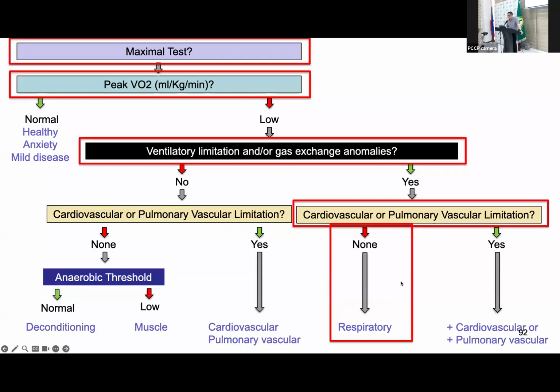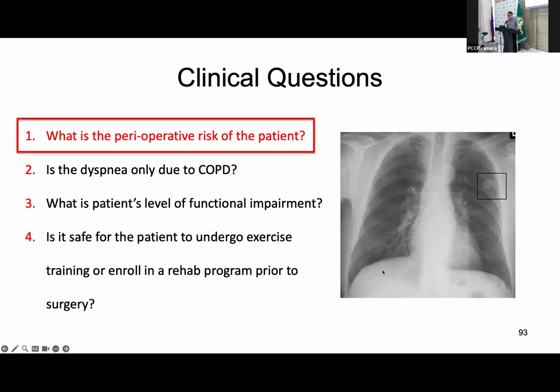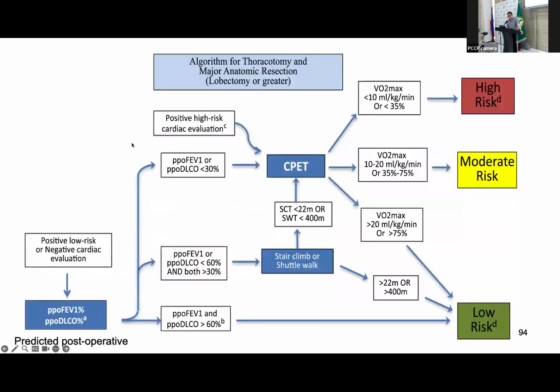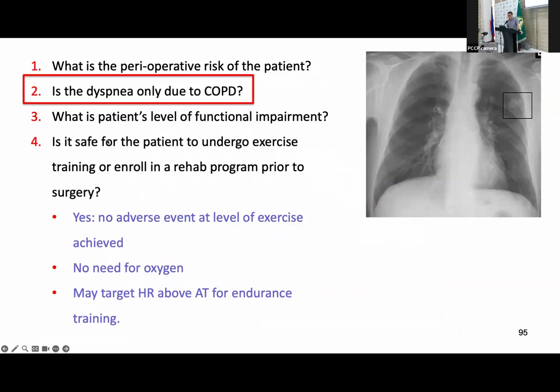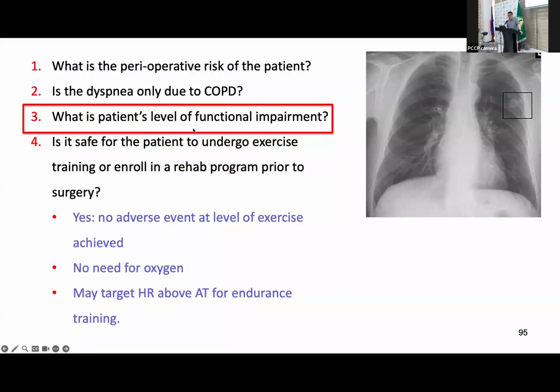So it's purely respiratory. Okay, so let's go back to the clinical question. What is the perioperative risk of the patient? This is ACCP. The predicted post-operative FEV1 is less than 30%. We do a CPET, and what we got was around 15, right? So 10 to 20, 15 is moderate risk, but in heart center, that's still considered normal, right? Okay. So what is the dyspnea? Is the dyspnea of the patient due to COPD? Yes, you ruled out cardiovascular disease. Okay, what is the patient's level of functional impairment?